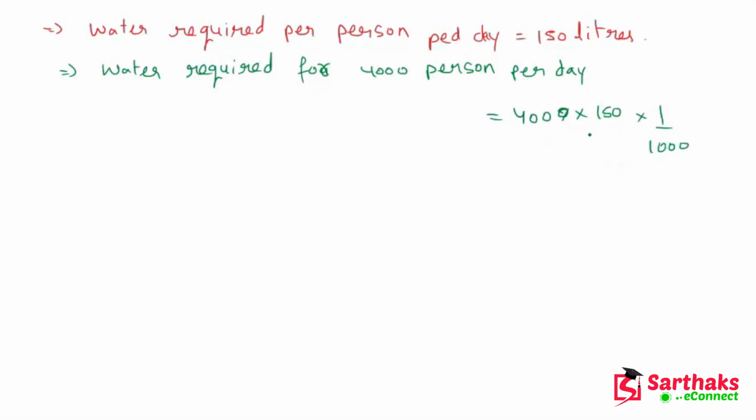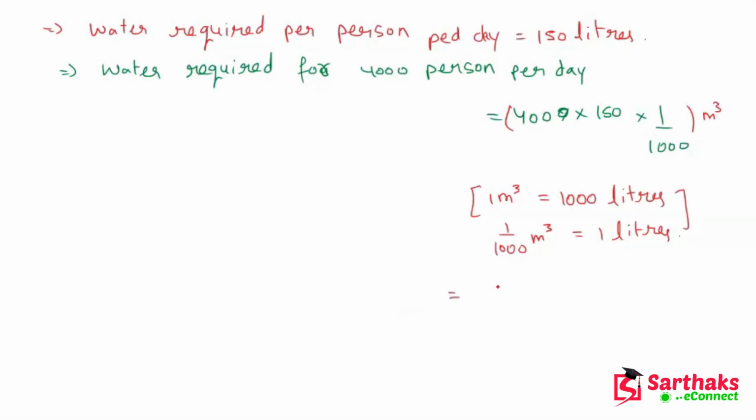We know that 1 meter cube is equal to 1000 liters, so 1 upon 1000 meter cube is equal to 1 liter. This is in meter cube. I hope you get this point. After solving this, we get 600 meter cube. So the water required for 4,000 persons per day is 600 meter cube.